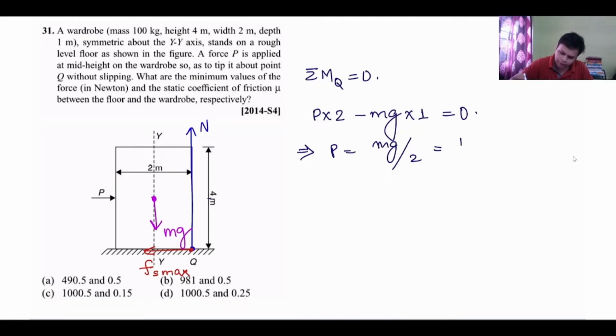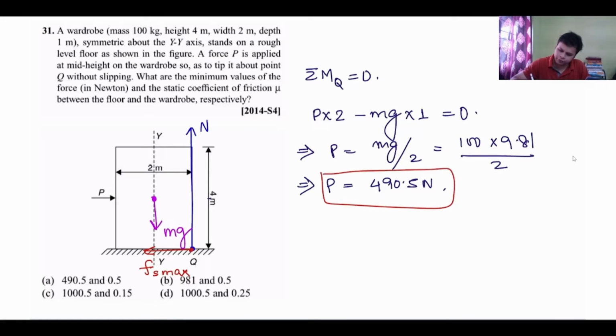What is m? 100. What is g? Is the value of g given as 10? No. So I'll take it as 9.81, divided by 2. So what is the value of P? Force P is equal to 490.5. There are two options, 490.5 and 981. So definitely P is equal to 490.5. This is one of your answers.